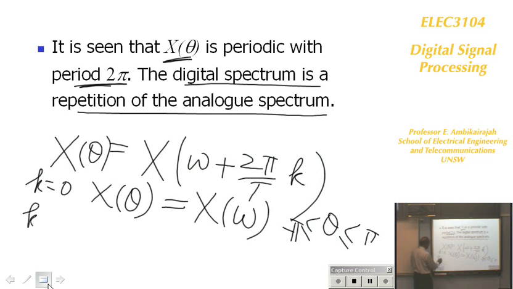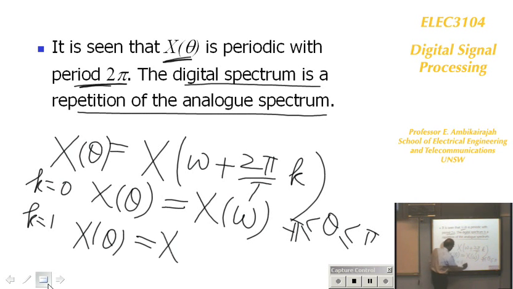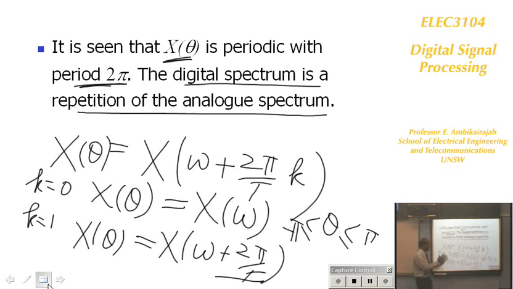And then k equals 1, what happened? X theta now becomes x omega plus k1, in this case 2 pi over T. That means your x omega shifted to the other side. It's centered around 2 pi over T now. And when you go to the next one, it's centered around 3 pi over T, and so on. So the digital spectrum after sampling is the same as the analog spectrum in a particular region. After that, the same analog spectrum repeats. That's what the theory is.